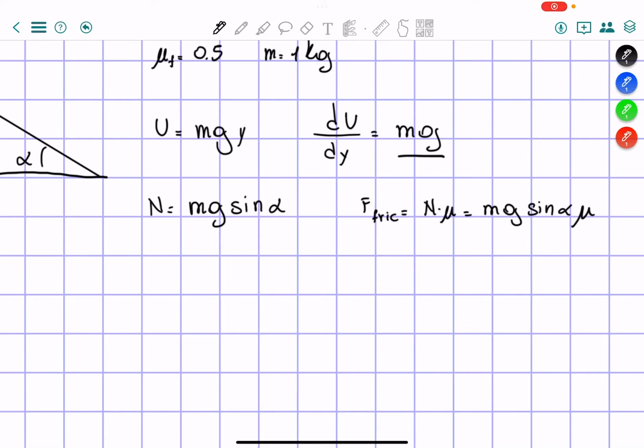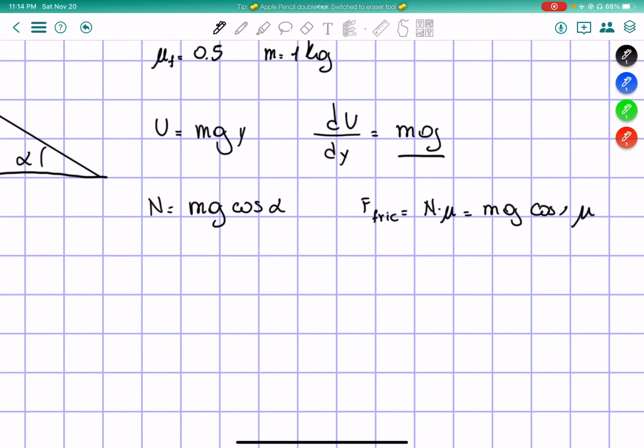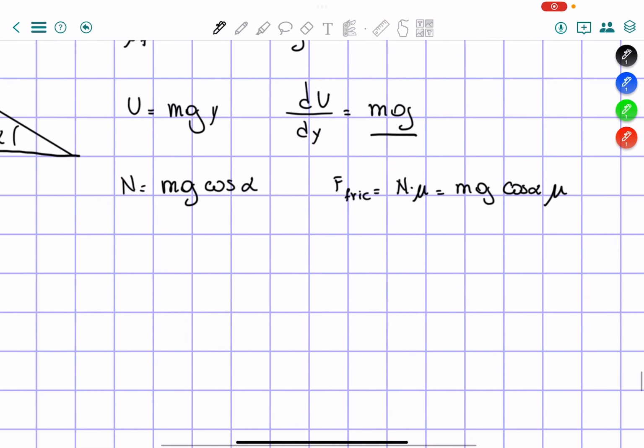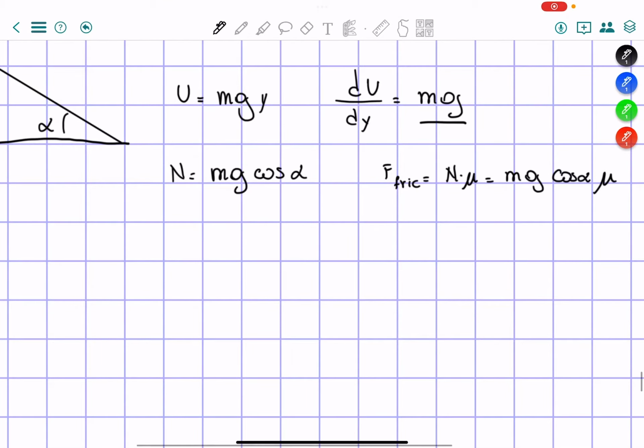Sorry, actually, no, it's not sine. My bad. It is cosine. I'm a little confused. Cosine of alpha. There we go. Perfect. So now, the force of friction is going to push in the opposite direction.